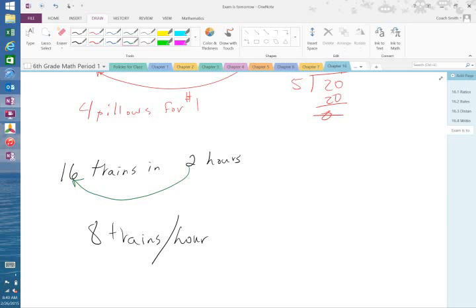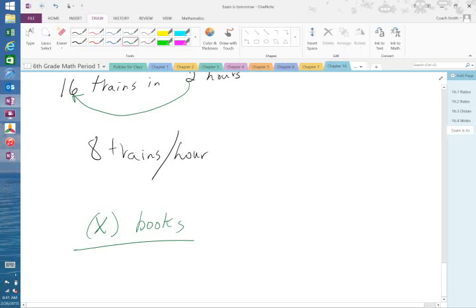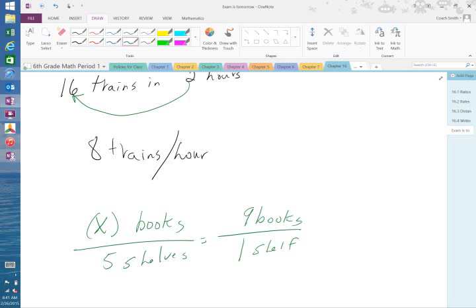All right, now a little different one. X number of books over 5 shelves is equal to 9 books on 1 shelf. So they're saying if I have 9 books per shelf and I have 5 shelves, how many books do I have? What would I do there?